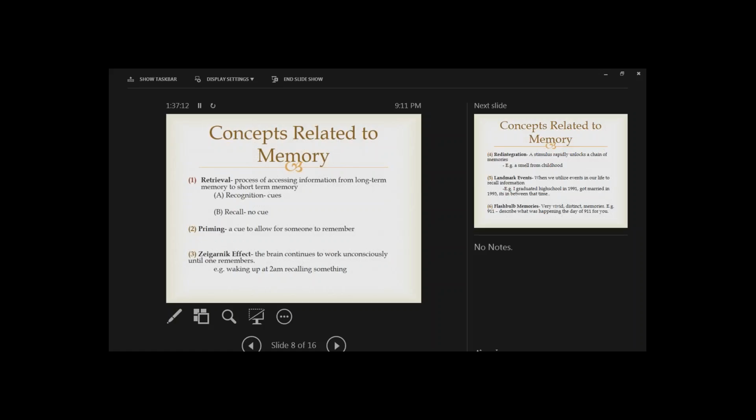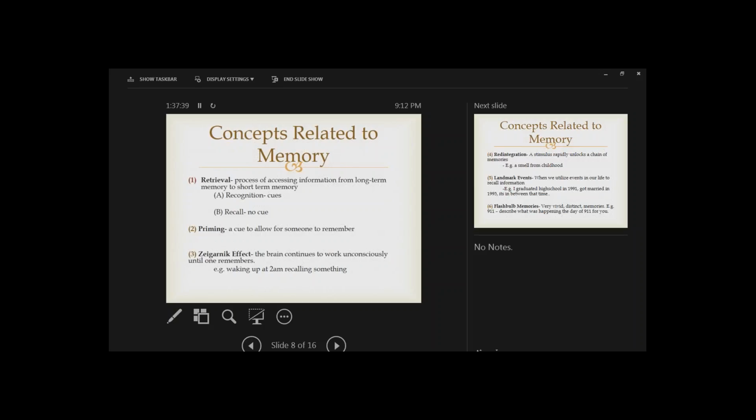Now there's two types of retrieval processes. There's recognition. Did you have a question? Yeah, I was asking, was this under procedural? No, this is new. This is concepts related to memory. So with retrieval, there's two parts. There's recognition and there's recall.